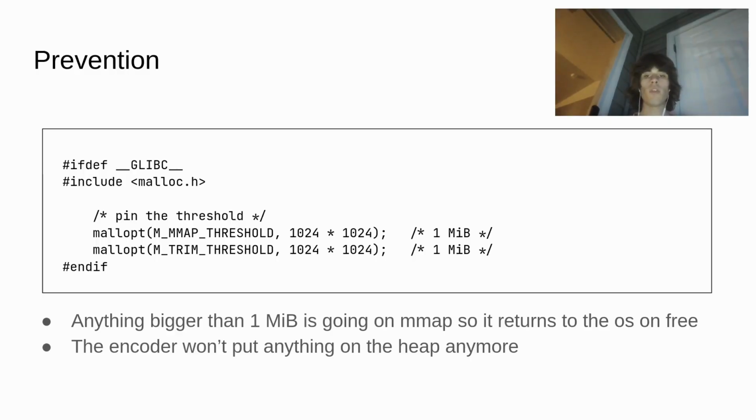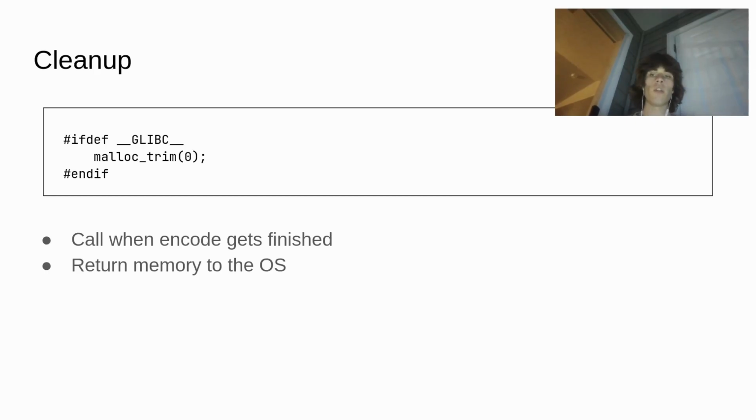So now every time you use the encoder, you won't really put anything on the heap anymore, which is nice. Then once your encode gets finished, you want to call malloc_trim, and this is just going to return the memory back to the operating system. But if you notice here and here, you have these ifdefs for glibc, and that just makes it so it only runs on Linux builds.